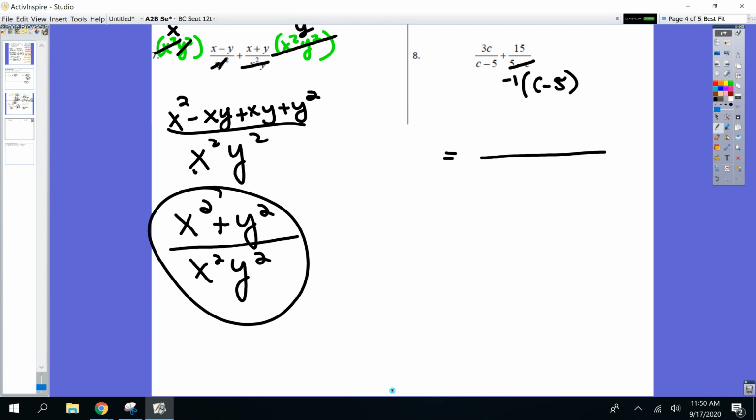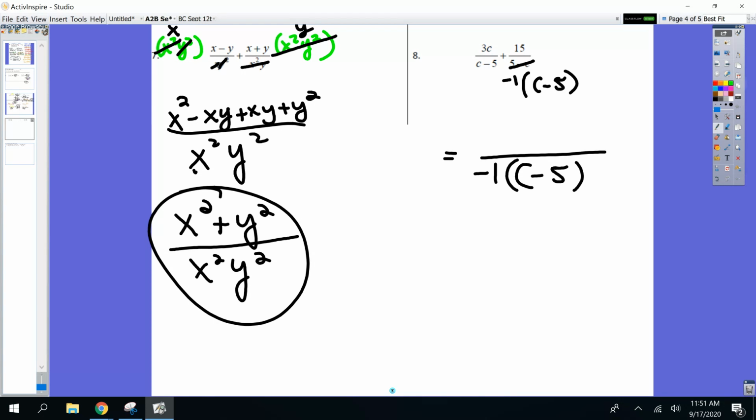What do they have in common, guys? C minus 5. But also, what's still hanging around there? That -1. So that's got to go in there as well. There's your denominator now. So when you see opposites, bottom line, take one of them, put it in your common denominator along with a -1, and you'll be fine.